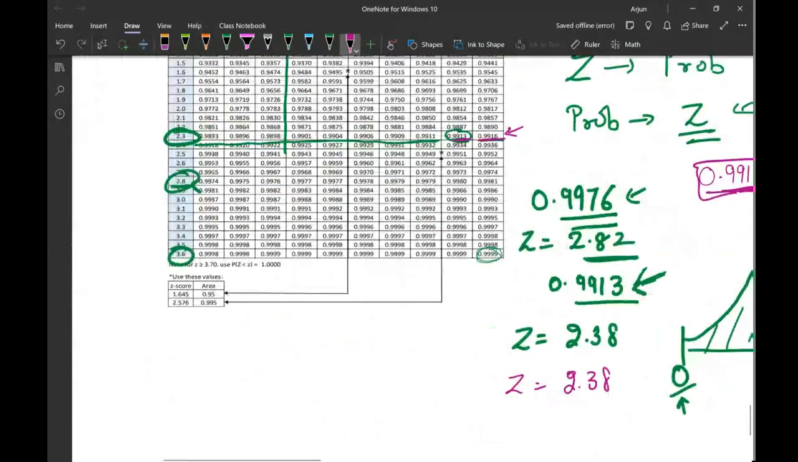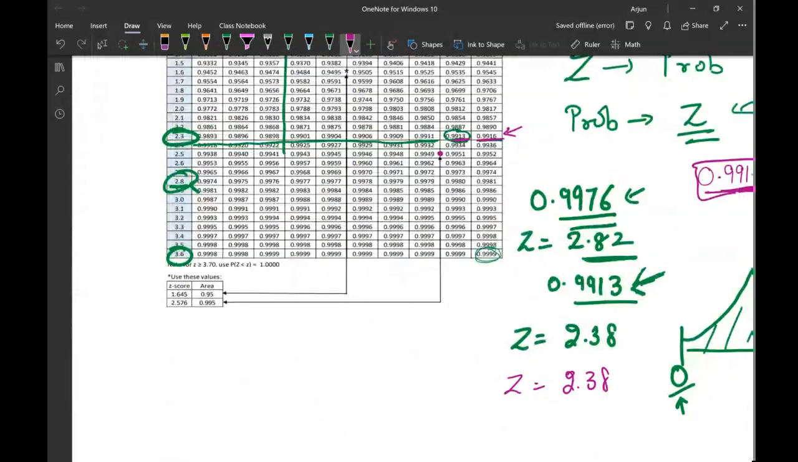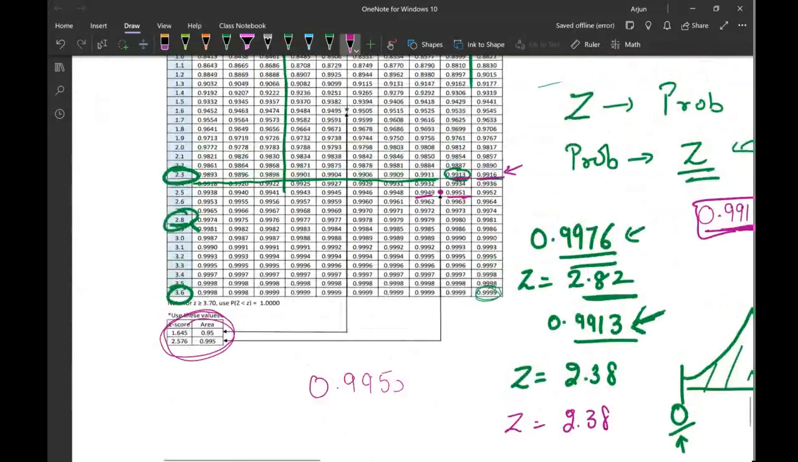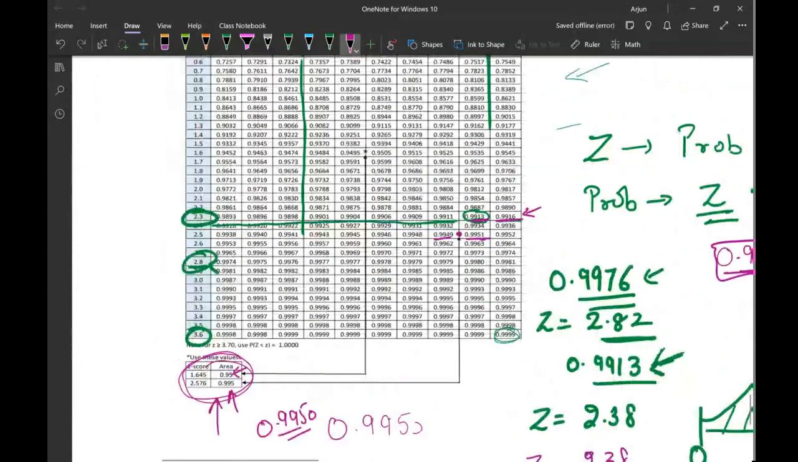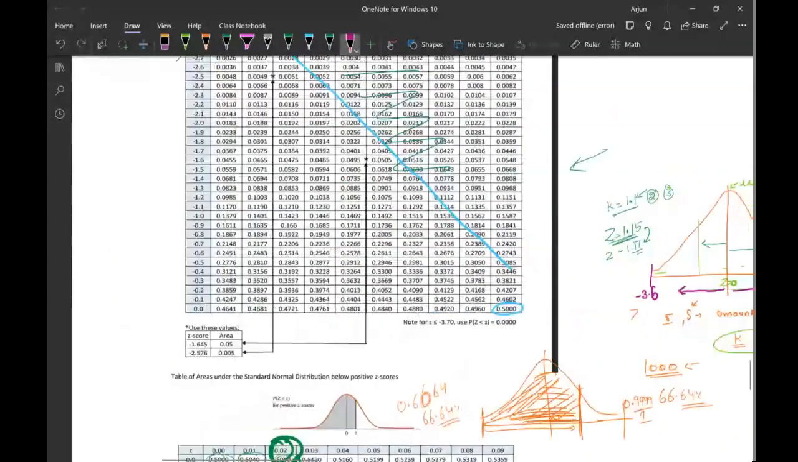If you somehow find the value right in the middle, something like this, and this one for 0.9950, for that you are given these exceptional values. You will take these values. So these are the points for 0.95% of area. In this one, 0.9950. Okay. And in the same way, there are some values up here also.